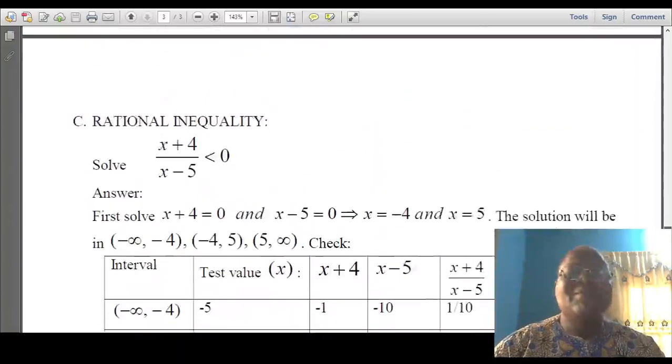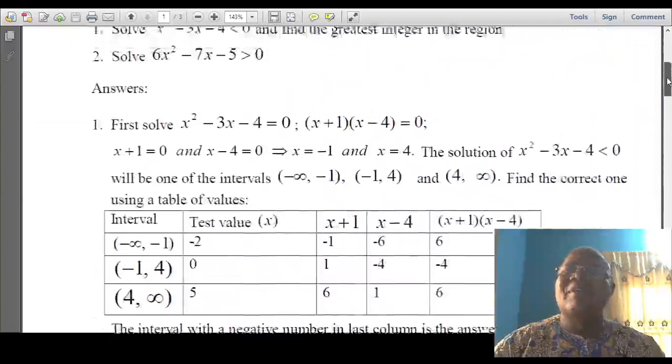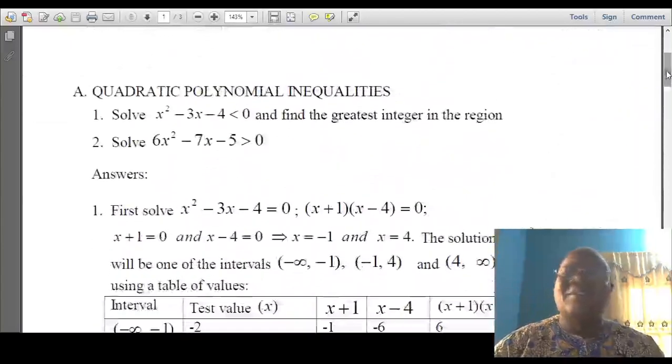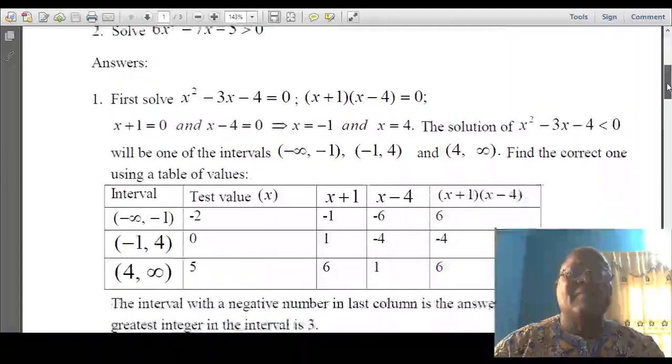So simple to handle? Yes. Just pay attention. Look at it gently and see how I did it. Just gradually, you can follow.